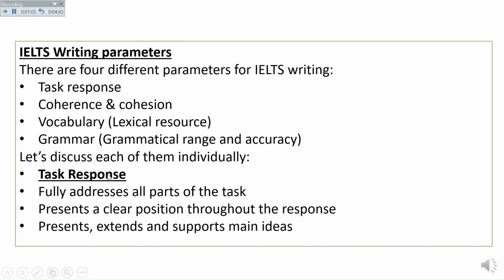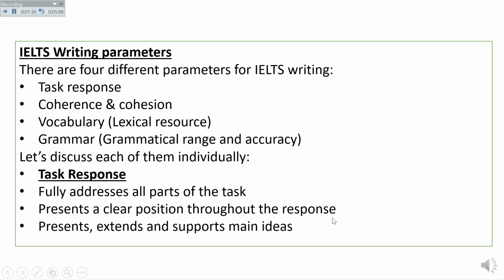So what is task response, guys? Task response means fully addressing all parts of the task. First, by fully addressing, in a discussion essay, as we usually see, you discuss both views and give your opinion. So this means we need to discuss both views and we also need to give our opinion. And the second one is to present a clear position throughout the response.